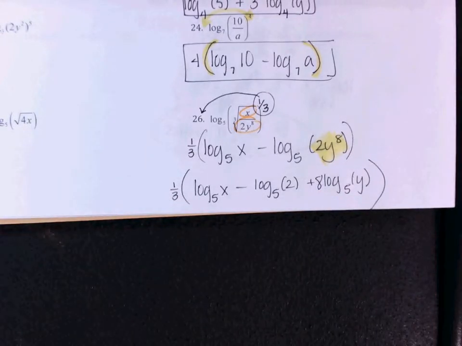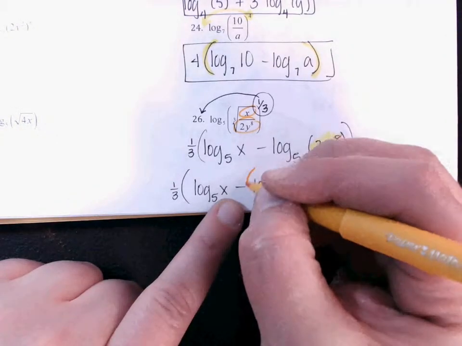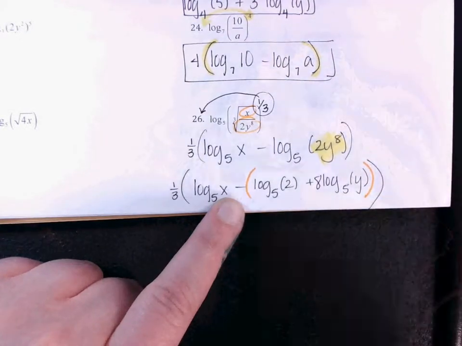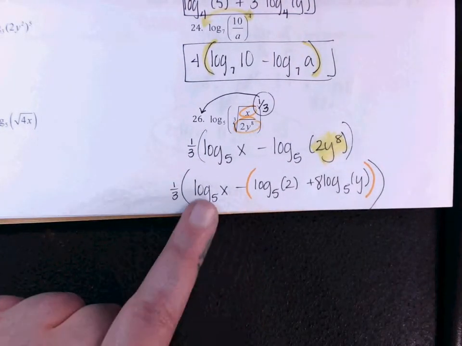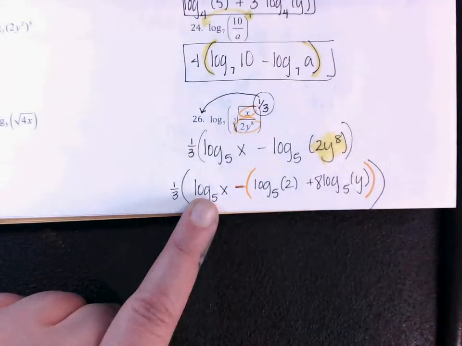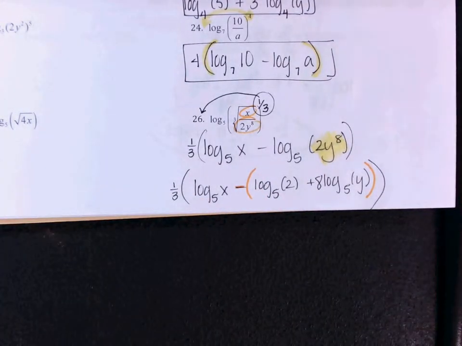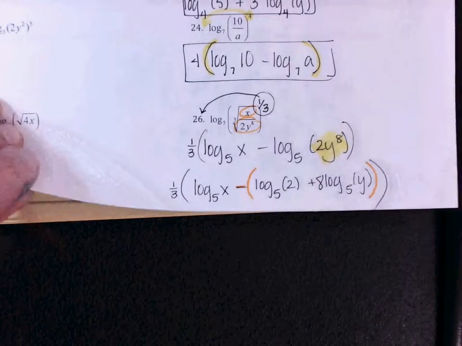Okay, last thing I need you to add into that problem is that when the 2 and y were on the bottom, they were together, right? So when I split them up, I need to keep them together inside parentheses. So it'll be minus, and then parentheses, log 2 and log y need to be together in there. Okay? So make sure you put those parentheses. Okay? Alright, turn over.